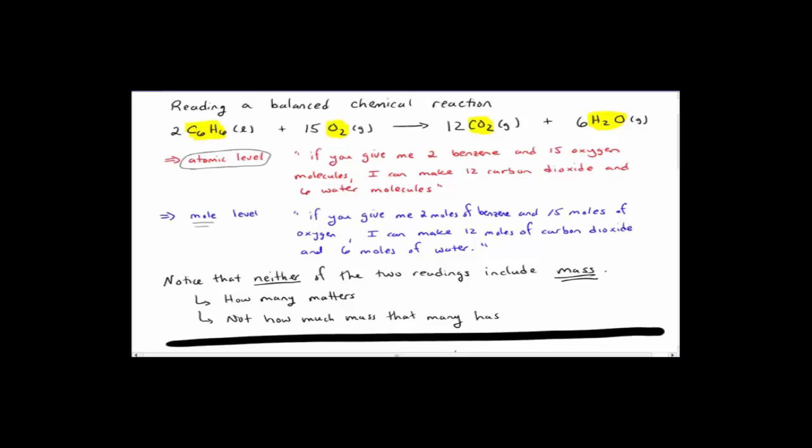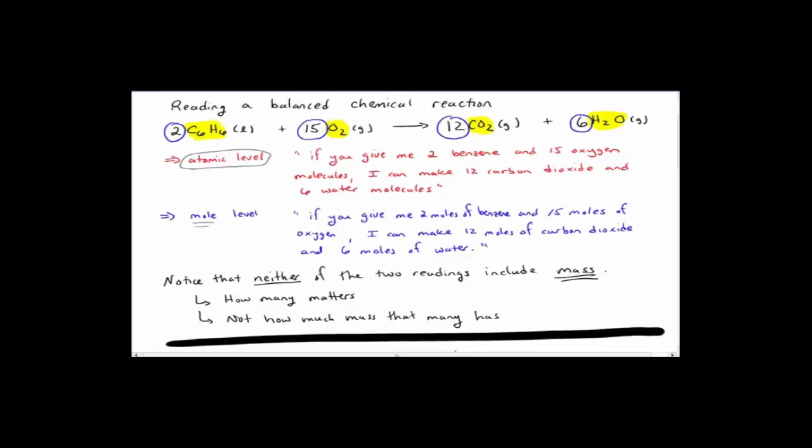So if you give me 2 moles of benzene and 15 moles of oxygen, then I can make for you 12 moles of CO2 and 6 moles of H2O. So in other words, these stoichiometric coefficients, the numbers that we use to balance, they represent either the number of atoms or the number of packages that we need. 2 moles, 15 moles. Those are our packages of those things.